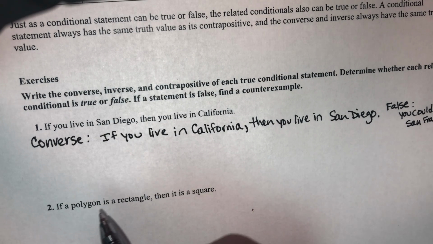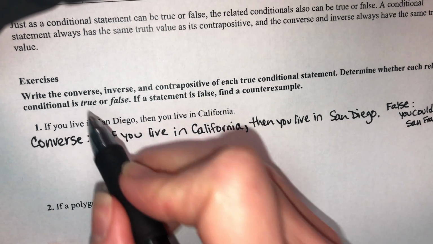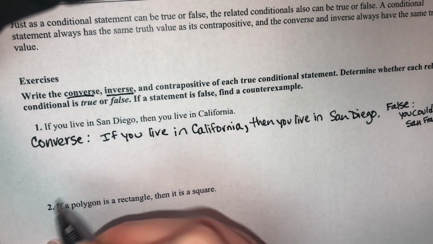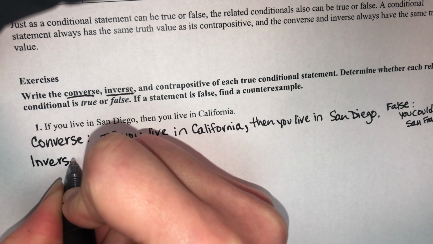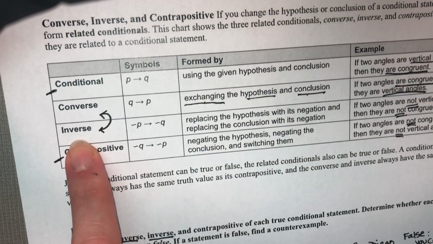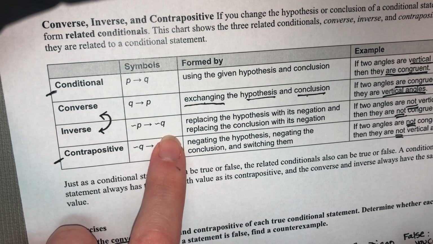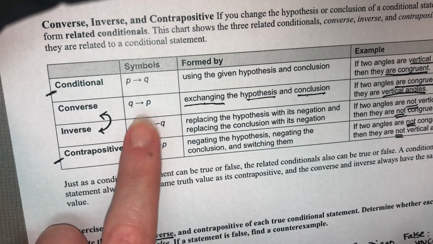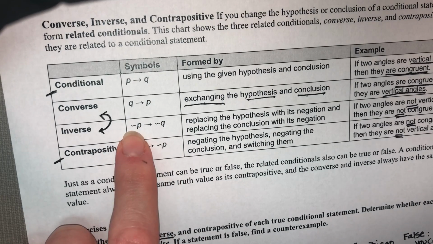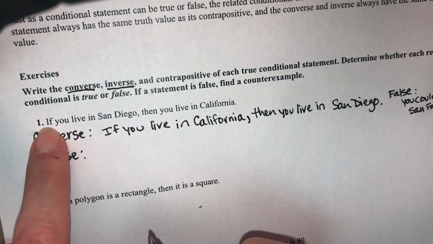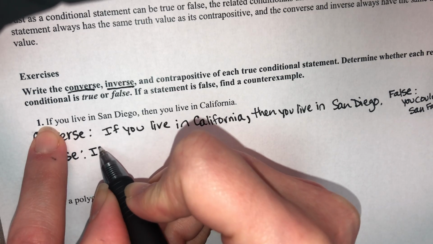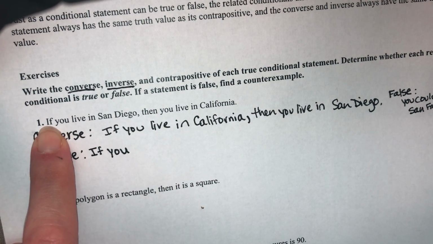Okay, so now we're going to write the inverse. We wrote the converse, now we're going to write the inverse of this statement. So the inverse, if you will remember, is the same order as the original conditional. So the hypothesis is the same hypothesis, the conclusion is the same conclusion, but we're adding the word not in both, okay? So we're starting with our original sentence that they gave us in the problem. If you, now would you say if you not live in San Diego? That doesn't sound quite right, does it? Sometimes you have to add more than just the word not to make it make sense.